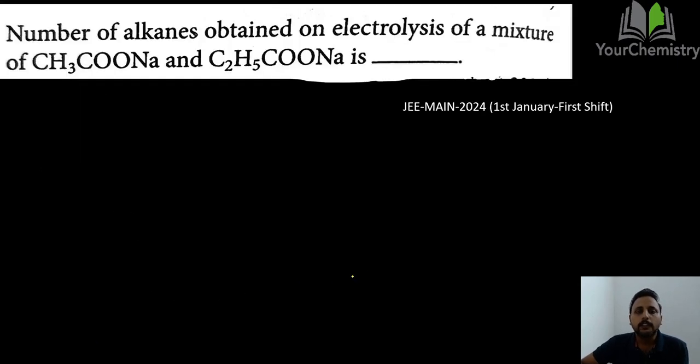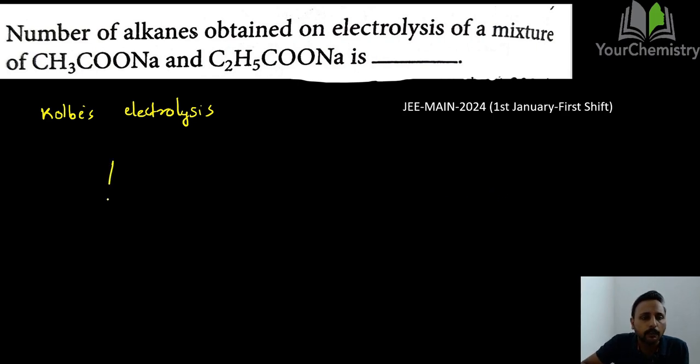Number of alkanes obtained on electrolysis of a mixture of CH3COONa and C2H5COONa. So this question is based on a name reaction. What is that? Kolbe electrolysis. What is that process? It is called Kolbe electrolysis. Basically, Kolbe electrolysis means we electrolyze a solution of a salt of monocarboxylic acid.